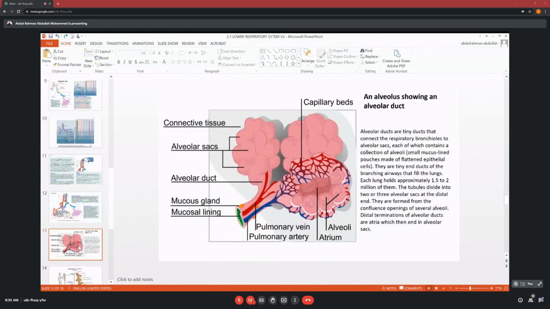You talk about the alveolar duct, then the alveolar sac. Then you talk about the alveoli itself, where they're saying each lung has almost 1.5 to 2 million alveoli, which help in gas exchange.